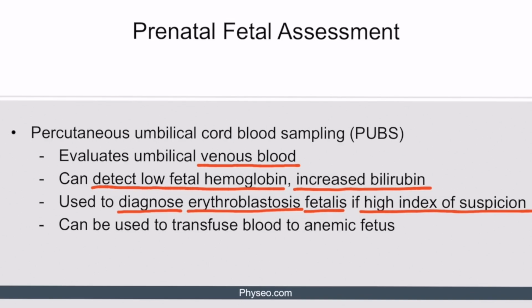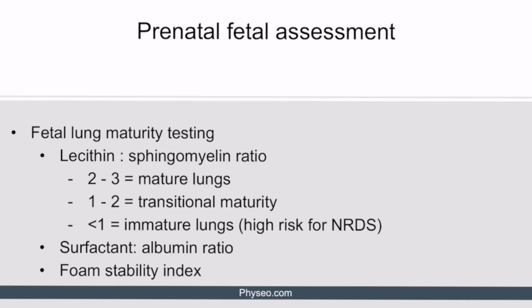Now the same type of procedure, where you're trying to get to the umbilical cord blood, can actually be used to transfuse blood. So if you find that the fetus is anemic, you can transfuse it and give more blood to the fetus. Okay, last, let's talk about fetal lung maturity testing.